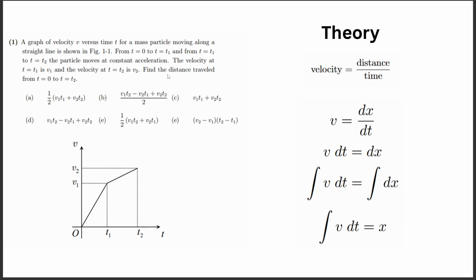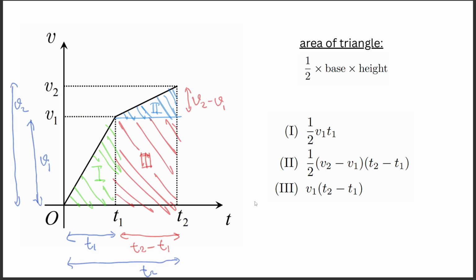So we are asked to find the distance traveled from here to here. So from this equation, we just have to find the area of this graph. So we can divide the area into three parts. That is the first triangle here, the second triangle here, and the third is the rectangle here.